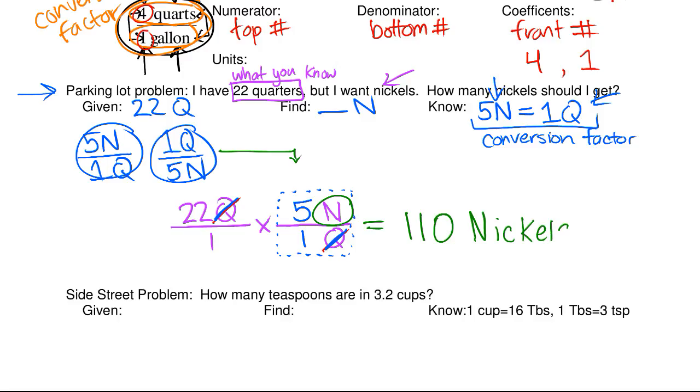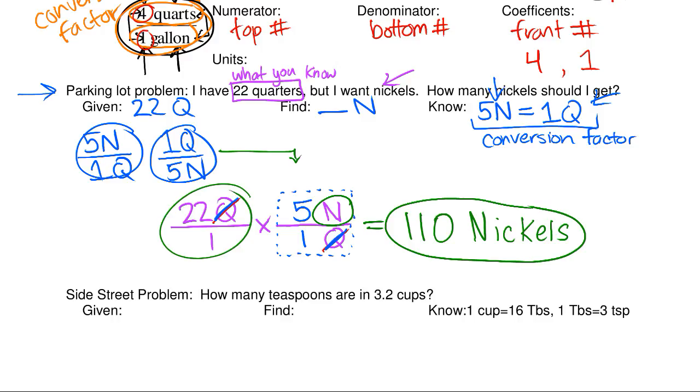Units are important and units are required. If you just put 110, there's no way to know whether you mean nickels or quarters or pennies or whatever. So the big idea is start with what you know. We knew we had 22 quarters. Write your multiplication bar or a multiplication symbol and a fraction bar. And then set your units up before you do your numbers.